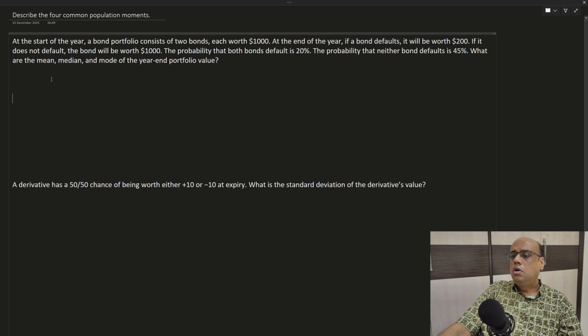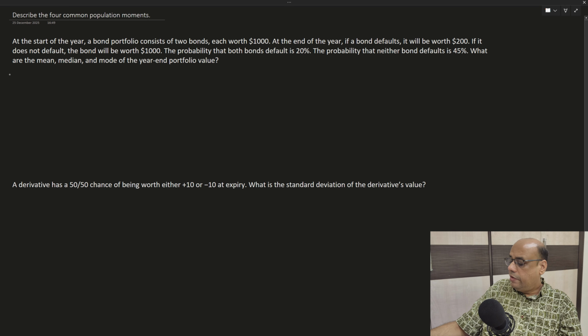Okay, now just see here, we have to calculate the mean, median and mode of the year-end portfolio value, right? So what is given is, in one portfolio there are 2 bonds, right?